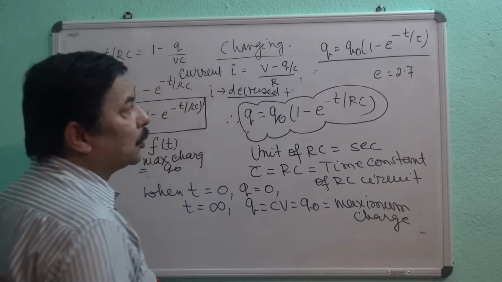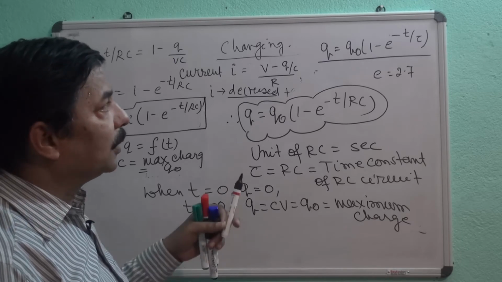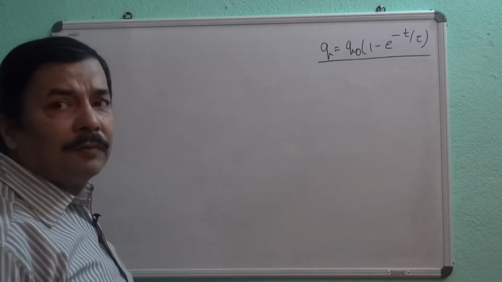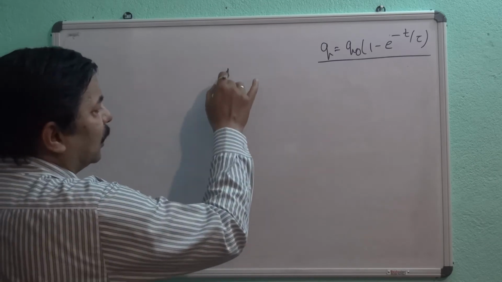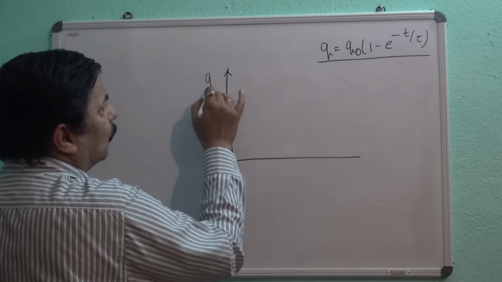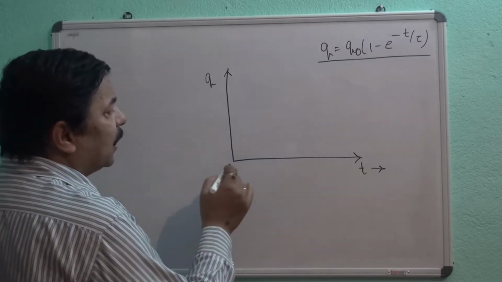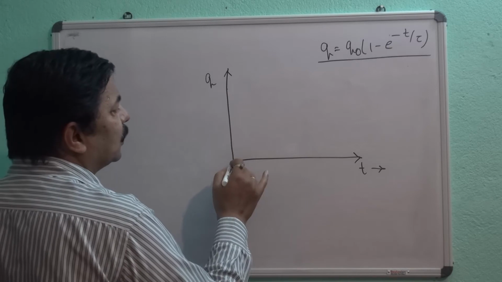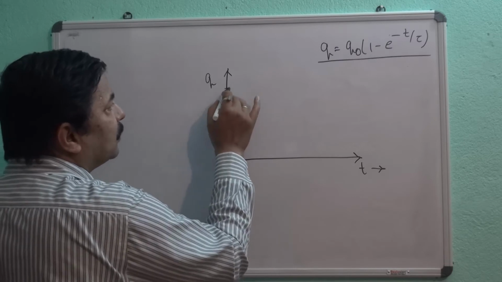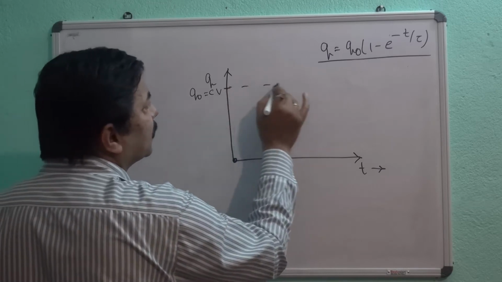This thing you all should understand very carefully. Now I will tell you about the graph of this charging circuit. If we want to plot the graph of the charging circuit, charge is on the y-axis and time is on the x-axis. Initially, when time is 0, charge is 0. So this is the point. T is equal to 0, charge is 0, and the maximum charge is Q naught equal to CV. This is the maximum charge line.